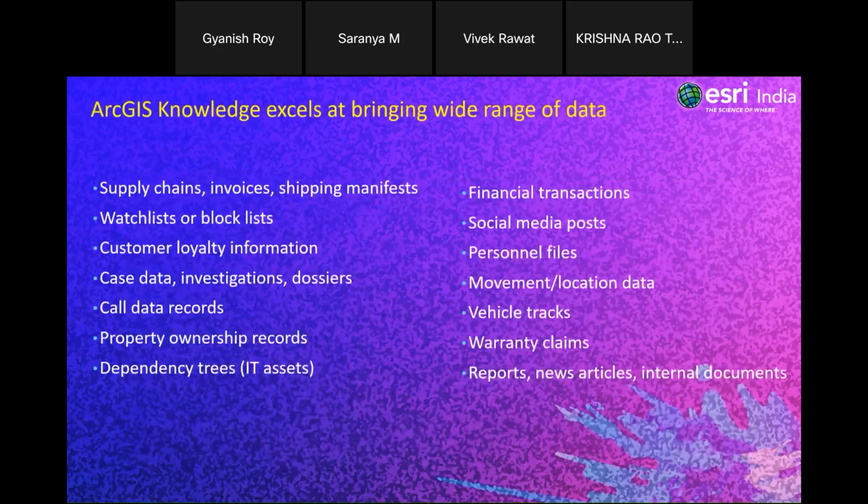These are some examples of what type of data you can use in knowledge graphs. ArcGIS Knowledge excels at bringing in a wide range of data. You can bring data about your supply chains, invoices, shipping manifests, watch lists, CDR data, property ownership records, IT assets, and social media posts. These types of data can be brought into our ArcGIS Knowledge environment.